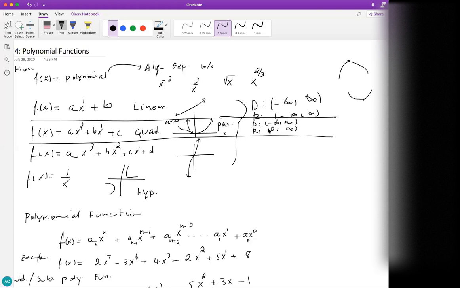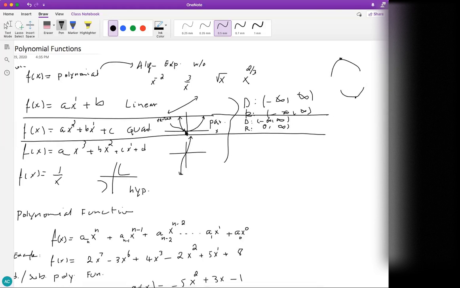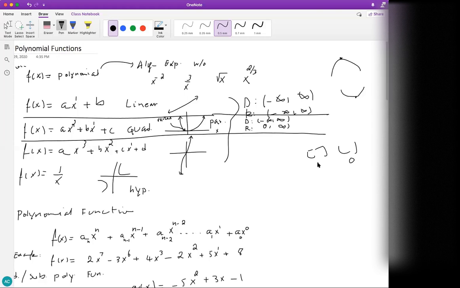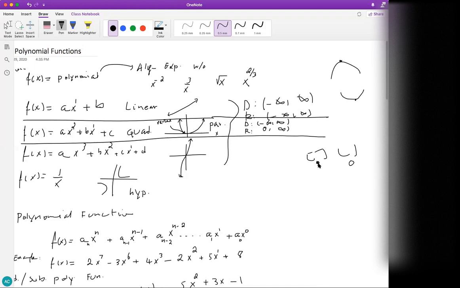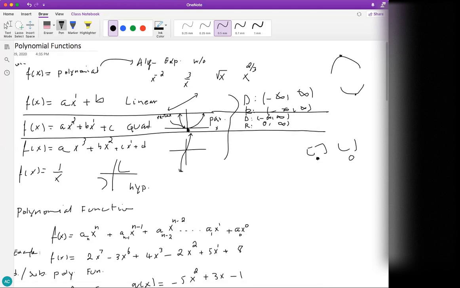Do we use brackets or parentheses here for the 0? Do you see a hole in it? There's no hole, so we're going to use a bracket. Parentheses only if you see a hole in the graph. If you don't see a hole in the graph, it's a continuous graph. So here, there's no problem with that point. Everything's included. The 0 is included too, so we use a bracket.